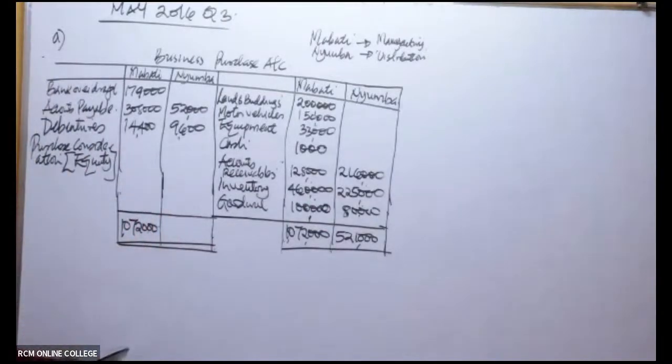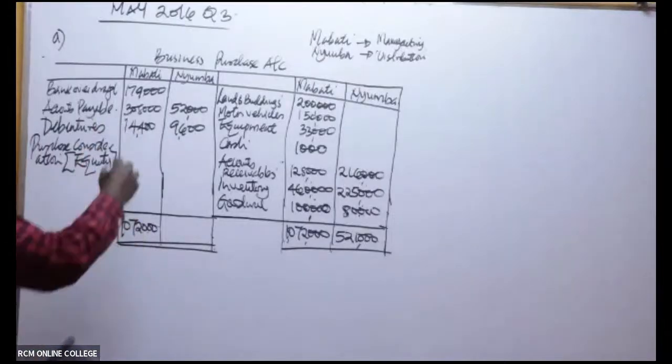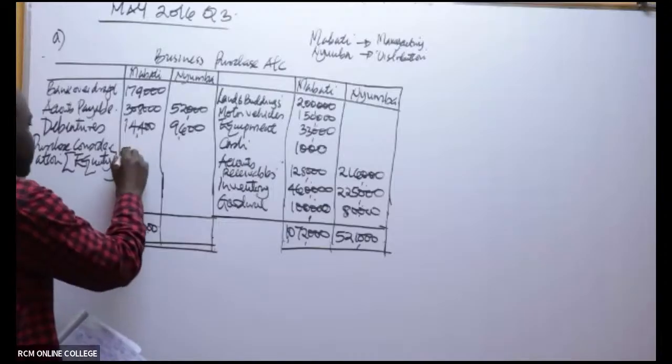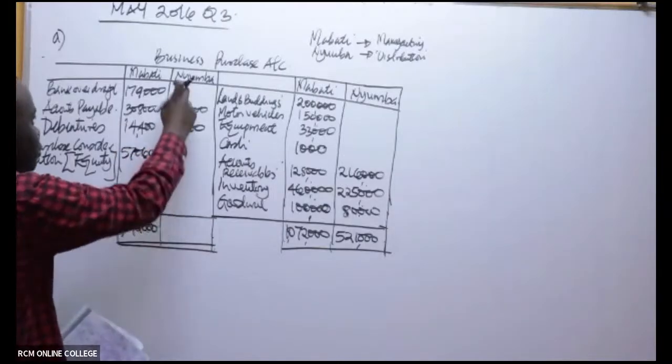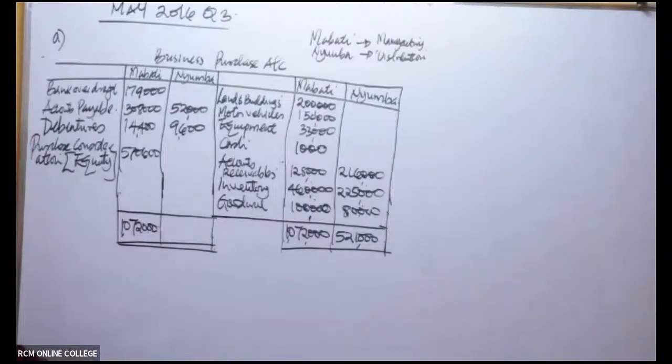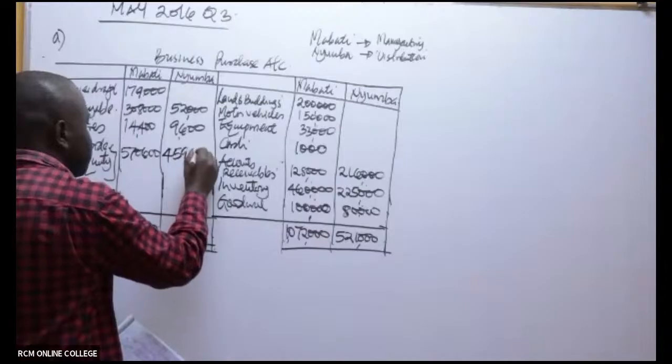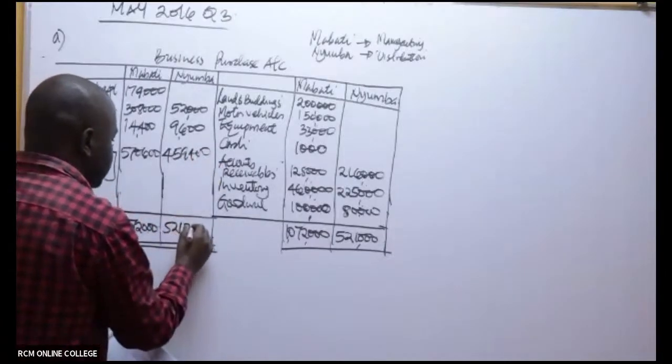The purchase consideration for Mabati, I can see you are saying 57600. What about the purchase consideration for Nyumba? 459,400. So this one is 521 million.